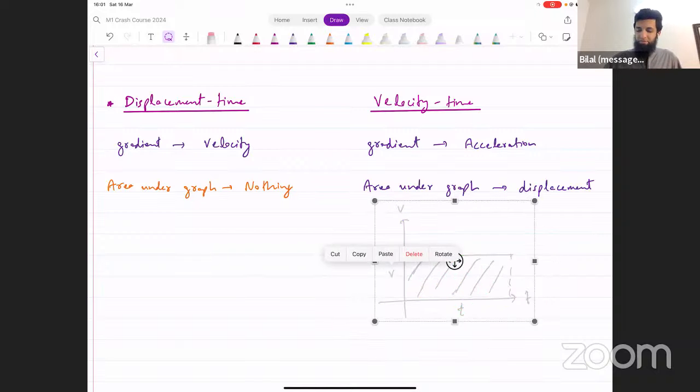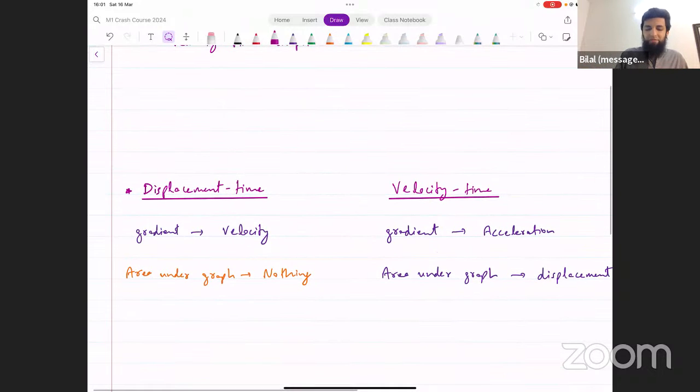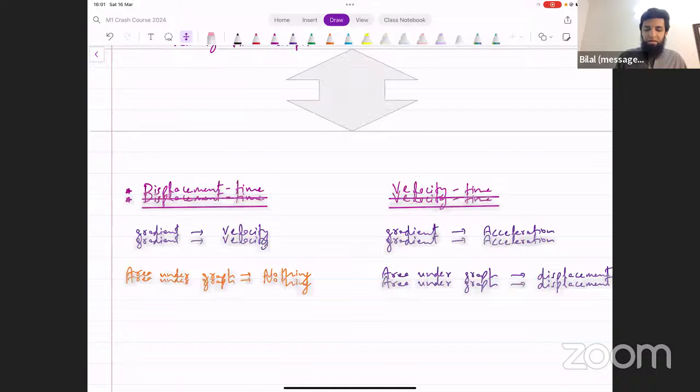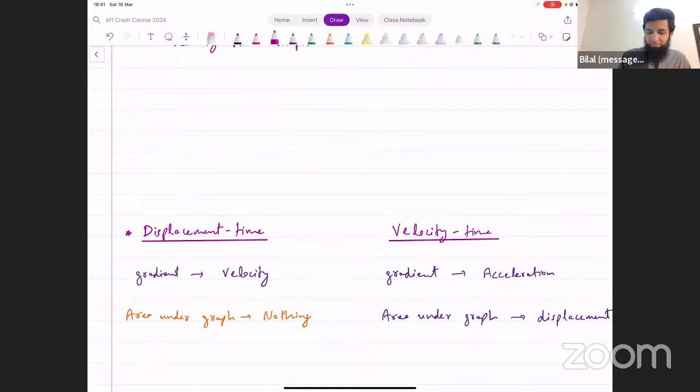So for these two graphs, this is what you need to remember. For a displacement time graph, the gradient represents velocity. For a velocity time graph, gradient represents acceleration, and the area under graph represents displacement. Now, this is how you can remember this. You have three quantities that you are primarily dealing with here. One is displacement, and then you have velocity, and you have acceleration.